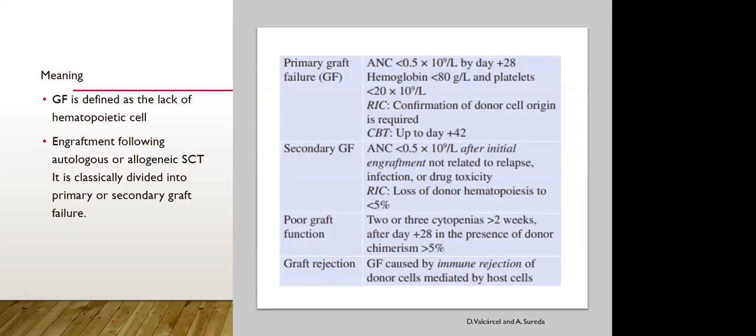In secondary graft failure, the ANC is higher than 0.5 x 10^9 per liter after initial engraftment, but not related to relapse, infection, or drug toxicity. Loss of donor hematopoiesis is higher than 5%. In poor graft function, there are 2 or 3 cytopenias 2 weeks after day plus 28, with persistence of donor chimerism less than 5%. Graft rejection is graft failure caused by immune rejection of the donor cell, mediated by the host cell.